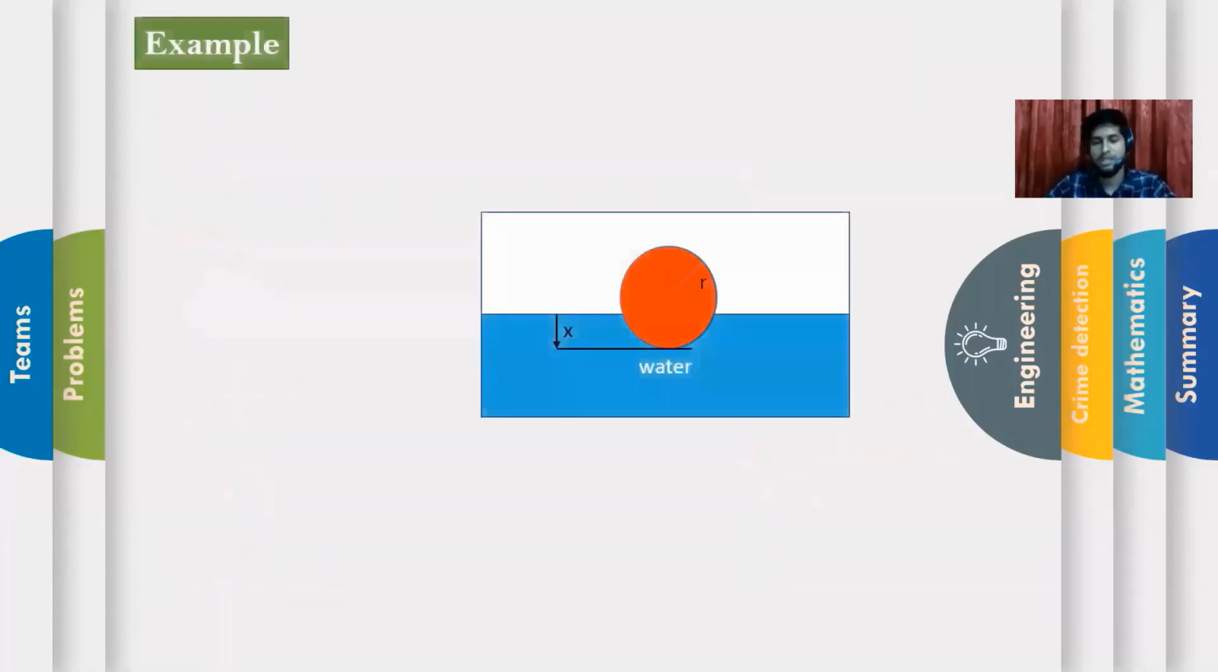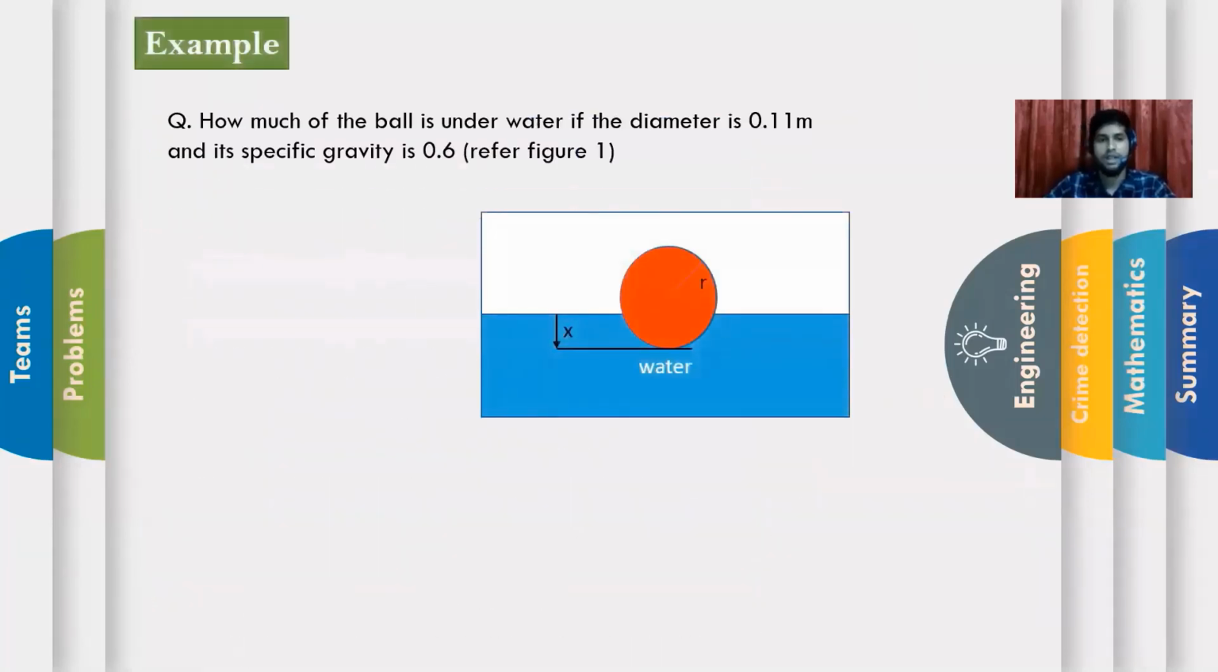Please turn to the next slide. Let us take an example: how much of the ball is underwater if the diameter is 0.11 meter and its specific gravity is 0.6? How can we solve this problem? Okay, please turn to the next slide.